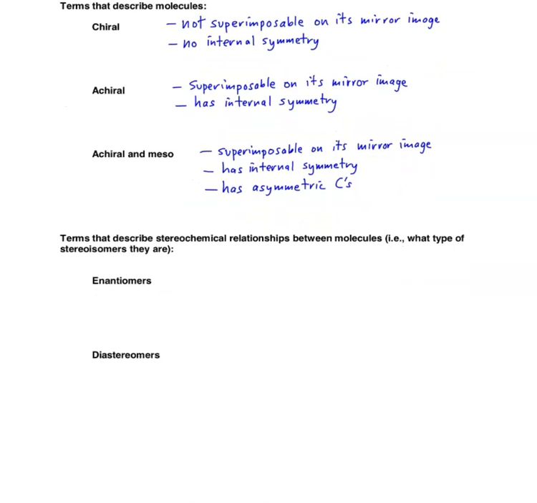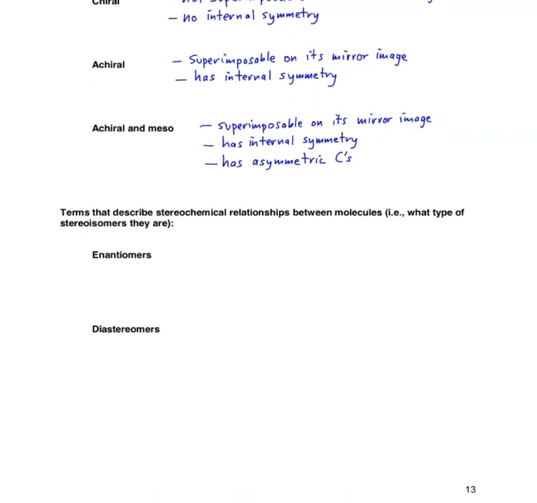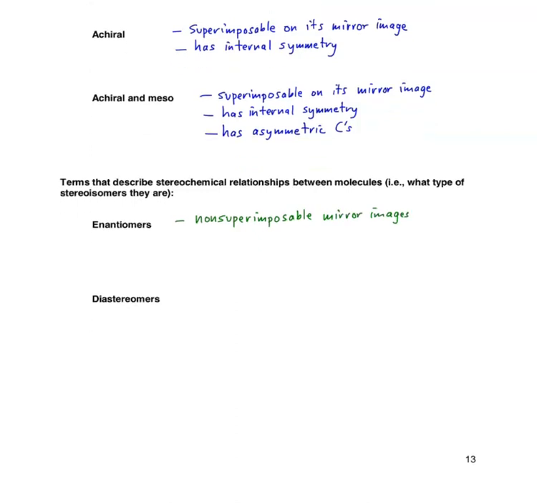Then there's a set of terms that we use to describe relationships, or the stereochemical relationships, between molecules. That is, what type of stereoisomers are two molecules? How are they related to one another? Enantiomers. By definition, enantiomers are non-superimposable mirror images. Okay, so we've seen examples of enantiomers already.